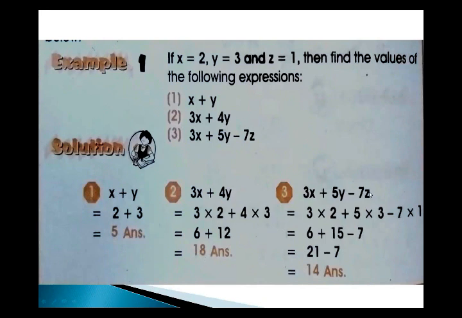Similarly, in this question you have to put the value of z also, because in this question you have the unknown z over here. Then the question is 3x plus 5y minus 7z. So firstly you just write 3 multiply x plus 5 multiply y minus 7 multiply z. Okay, this step is missing over here. Then you have to put the values of x, y and z over here. So the value of x is 2, the value of y is 3 and the value of z is 7.